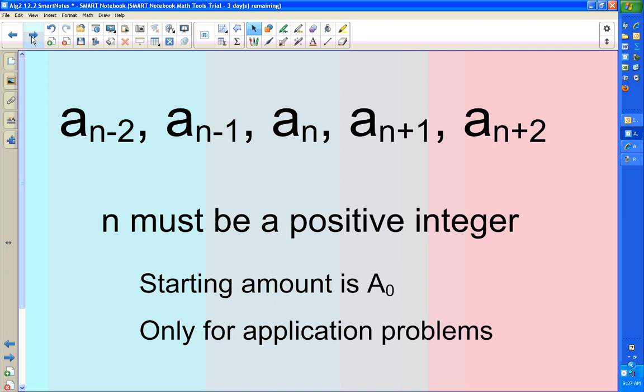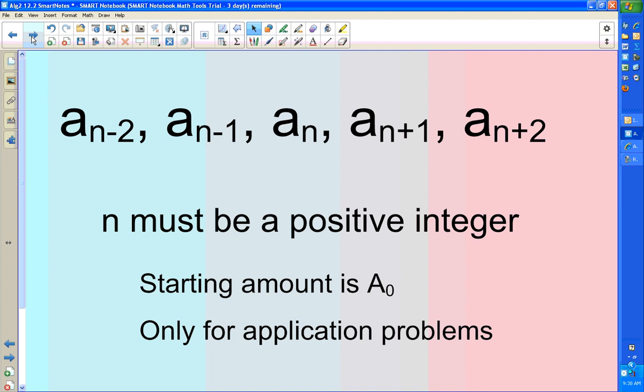Sometimes you'll have a starting amount of a sub 0. That's only for application problems, and it's not a major concern for us for a couple more days. So you shouldn't worry about any a sub 0s. If you have a tutor, some tutors teach to start everything with a sub 0. If you go to Oakmont High School and you're in Algebra 2 doing sequences and series, they start everything with a sub 0.